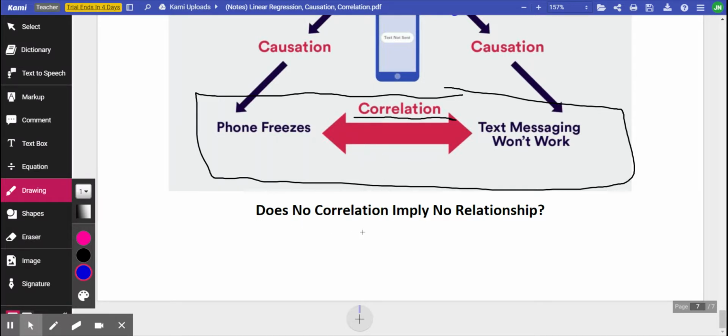So does no correlation imply no relationship? Not necessarily.